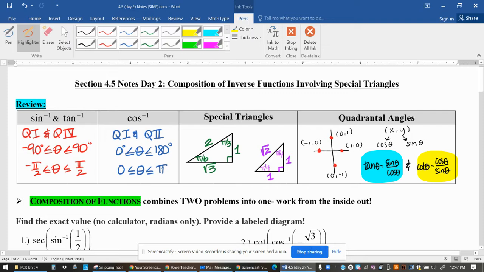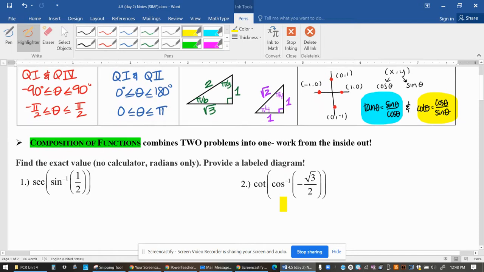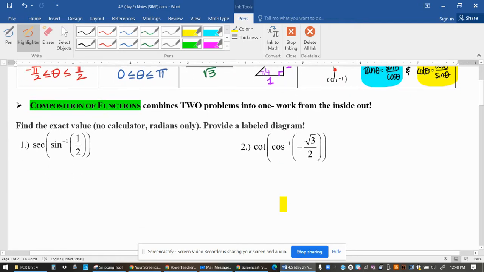So feel free to write this down if you feel like you need it, but again, we wrote this in a previous lesson, so you should have it written down already. Go ahead and pause the video if you are going to want to write this all down. If not, let's keep going. So again, the title of this lesson is composition of functions, so we're going to be working from the inside out, pretty much from right to left.